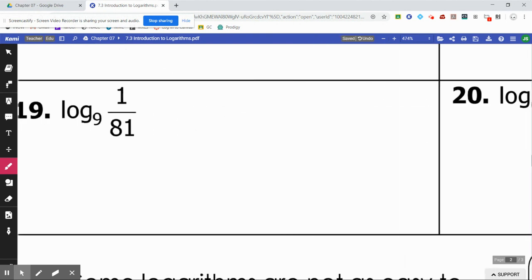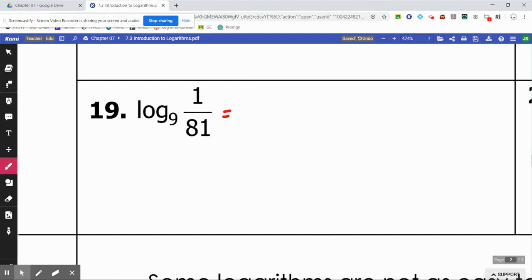Number 19. This one's a little bit trickier. 9 to what power is 1 over 81? Now, 9 to the 2nd power would be 81. But we need a 1 over 81. Well, what happens when you raise it to a negative power? That means you'd have to bring it to the bottom, and that would become positive. So therefore, 9 to the negative 2 power would be 1 over 81.